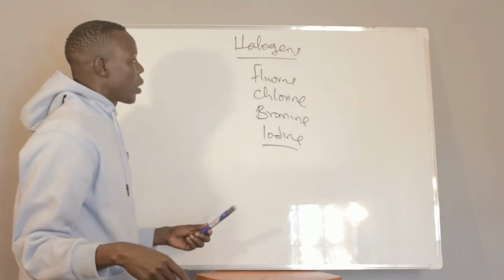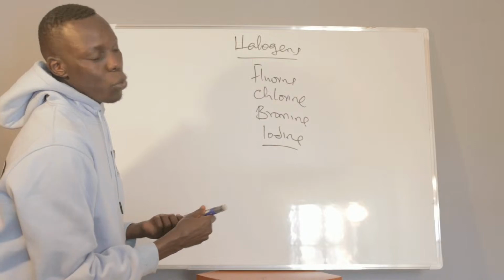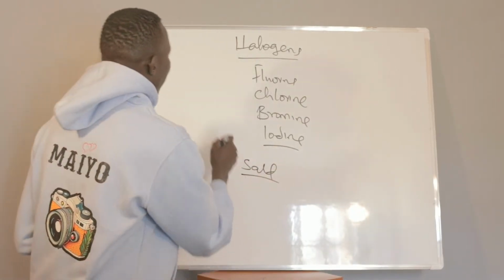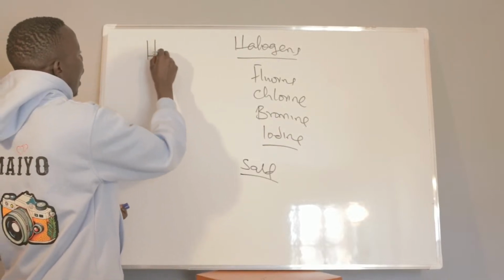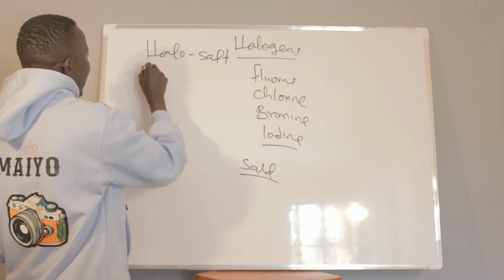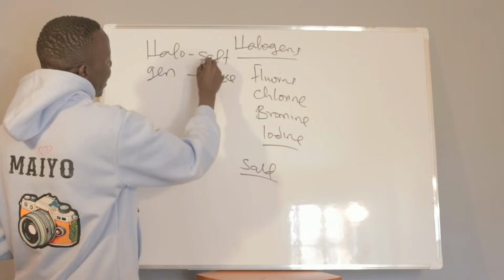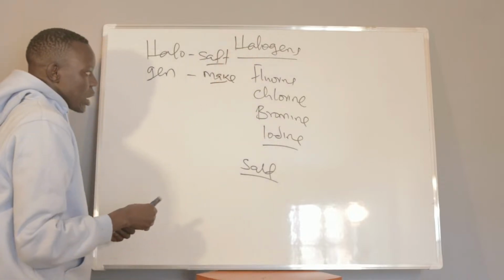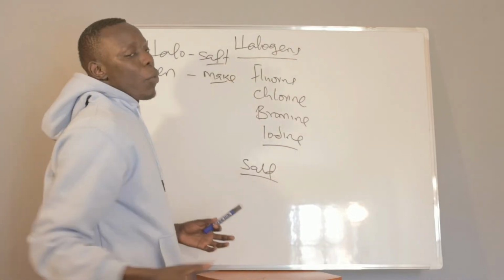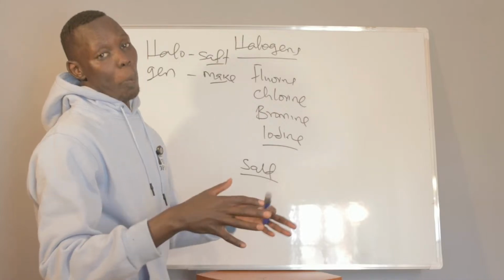When you let a metal react with any of these, it will give you a salt. I've said that halogens is made up of two words. Halo, which means salt, and Gen, which means to make. So basically, halogens is the salt formation. These particular elements, which are known as halogens, are basically used to make salts.